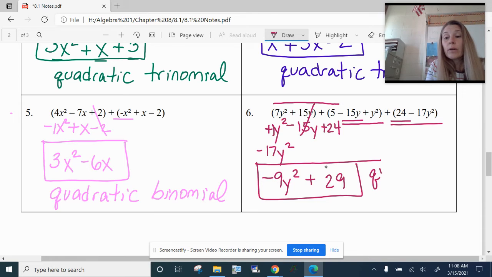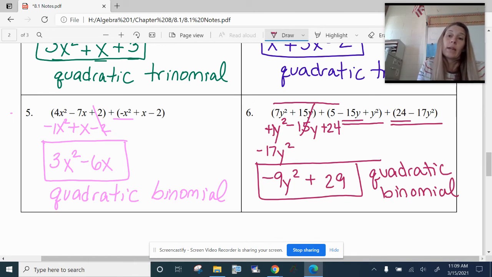Quadratic again, because my highest exponent here is a 2, but it's only a binomial because there are only 2 terms there being added or subtracted together.